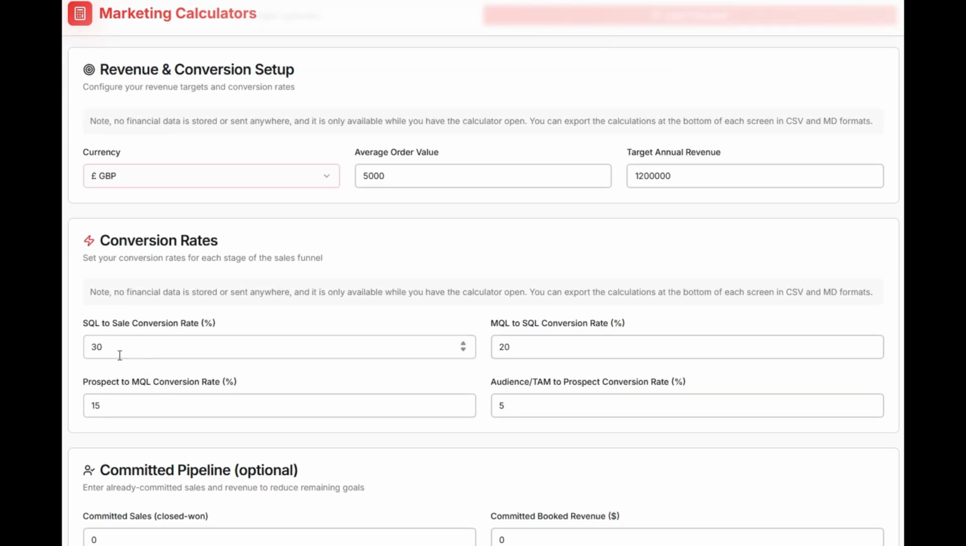Put your sales qualified to sale conversion rate. So in this case, it's almost 1 in 3. Marketing qualified to sales qualified conversion rate, 1 in 5, 20%. Prospect to marketing qualified lead conversion rate, 15. And then whether they are a general member of an audience / your total addressable market to prospect conversion rate at 5.